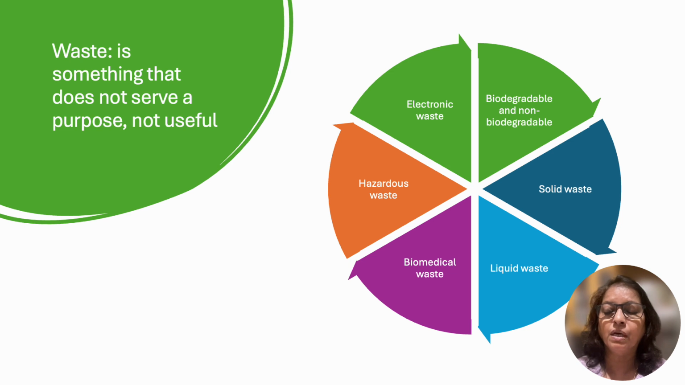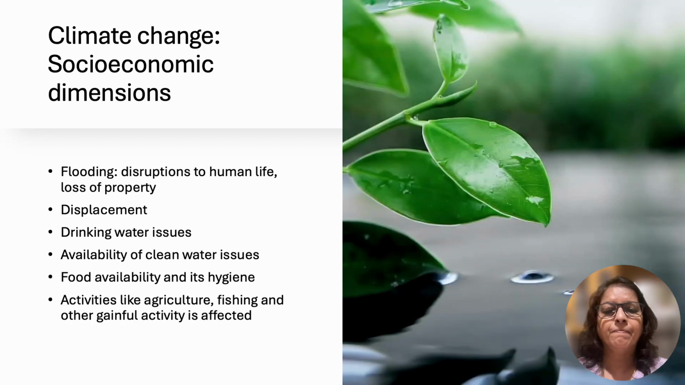Hazardous waste means, suppose you are making thermometers, and the broken thermometers contain mercury. Mercury can contaminate the food chain. A few drops can contaminate an entire lake. So this is hazardous waste. They have to be disposed of properly, in the manner prescribed in science. Now, then we'll come to climate change.